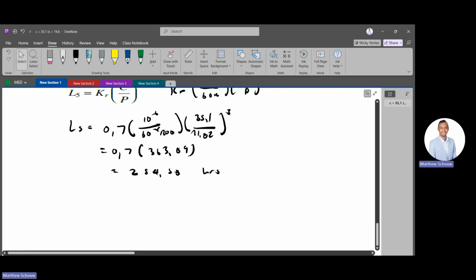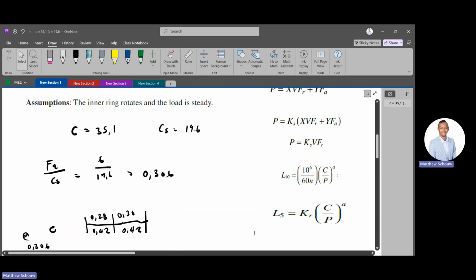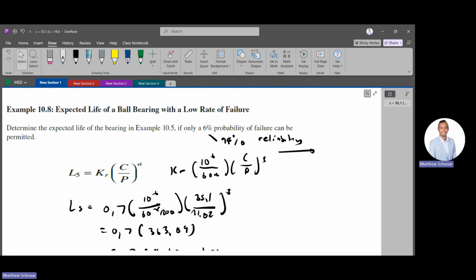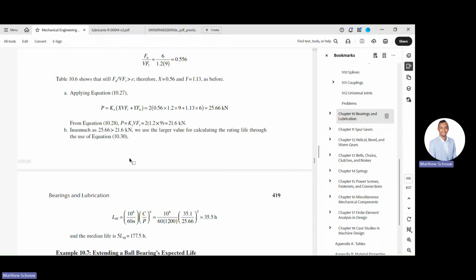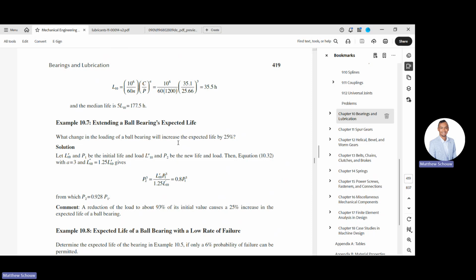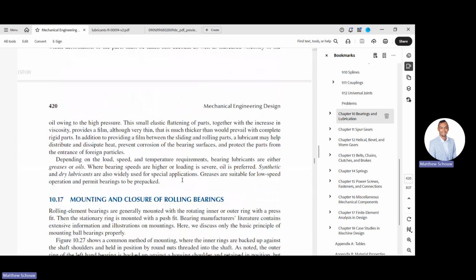Cool. So that's that part there. So that's the main thing of pairings. I do recommend your job to do, and I'll share that with you now, is to go over 10.6, extending the life, 10.7, right?